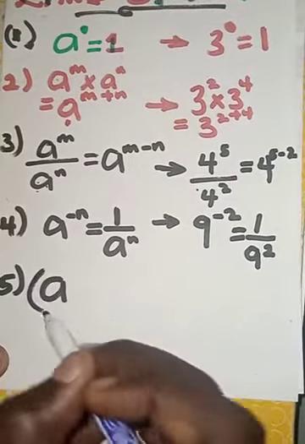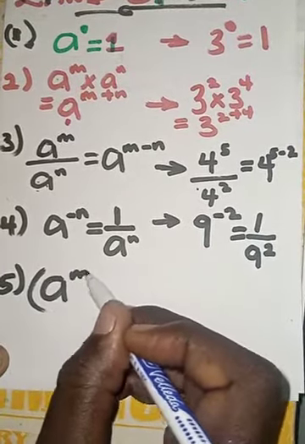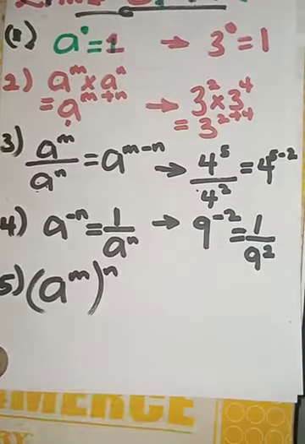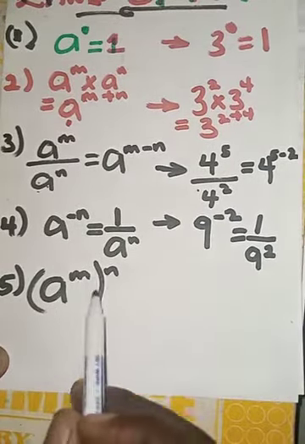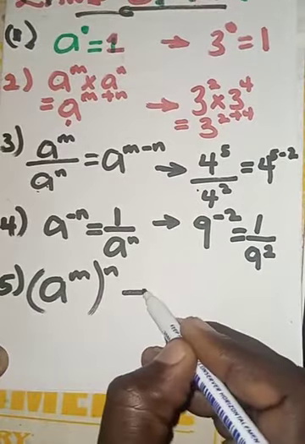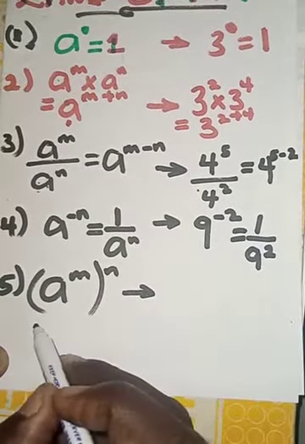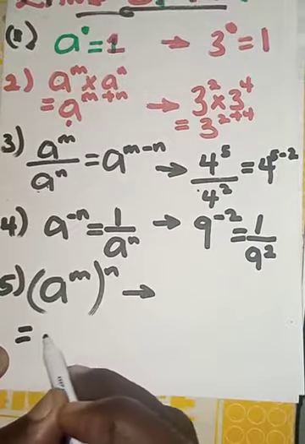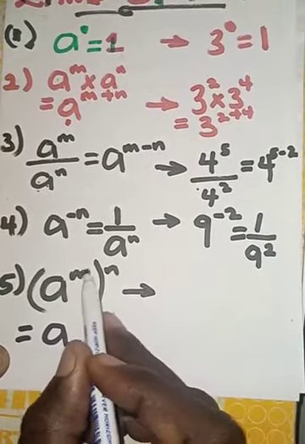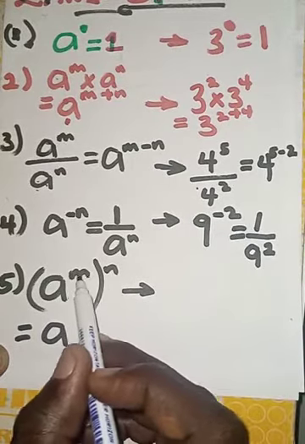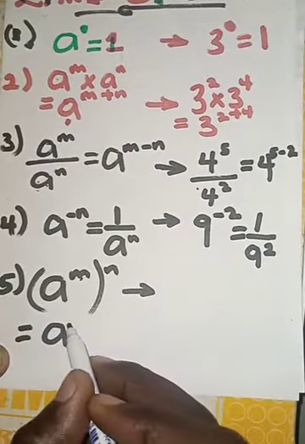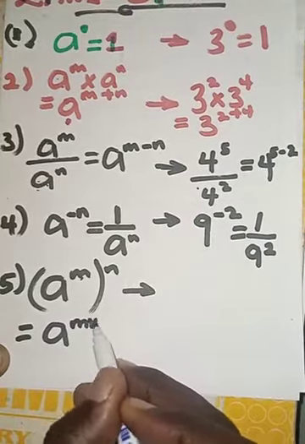Alright, let's take a look at this: open bracket a raised to power m close bracket raised to power n. You can see this one has 2 powers. When we have a situation like this, this is going to be equal to a, then these brackets change to multiplication. The power will now be m times n.